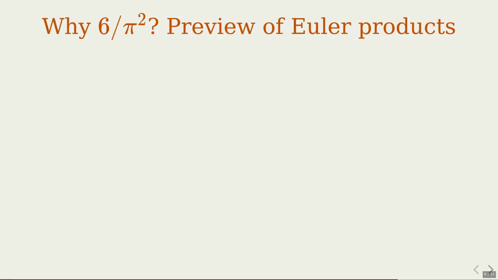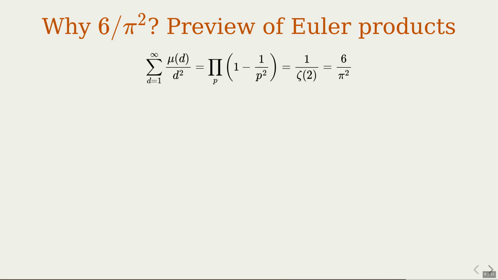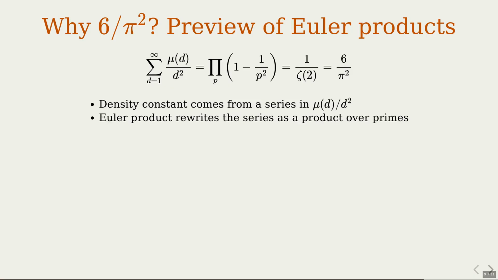We have proved that the density of square-free numbers equals a certain constant, but where does that constant come from? There is a beautiful identity. The series involving mu turns into a product over all primes, and that connects to the value of the zeta function at 2, which equals 6 over pi squared. So the proportion of square-free numbers is controlled by this infinite series built from mu. Euler discovered that sums like this can be turned into products over primes, reflecting how every integer factors uniquely into primes. From the famous Basel problem, we know that the zeta function at 2 is a rational multiple of pi squared, which explains why pi shows up here.